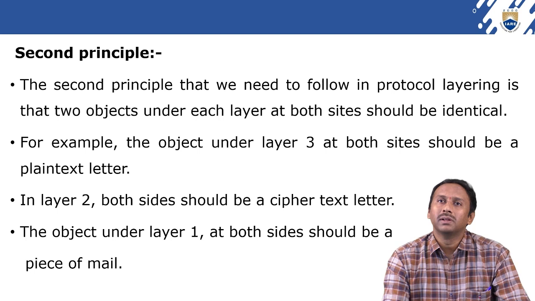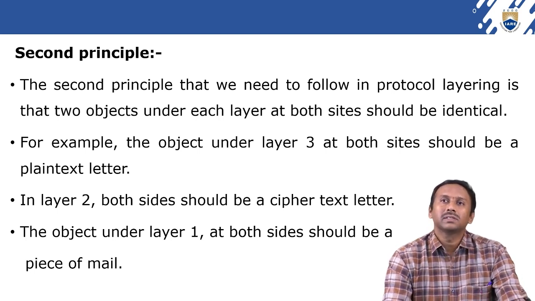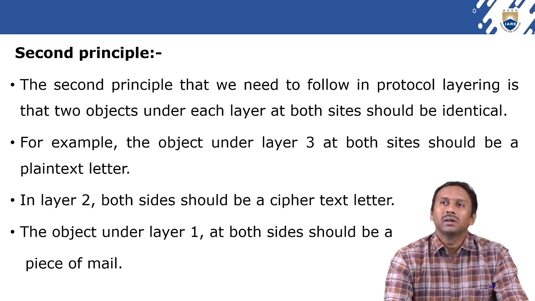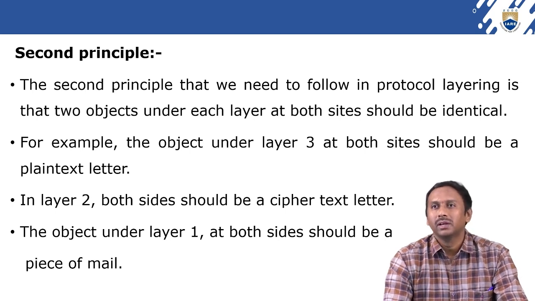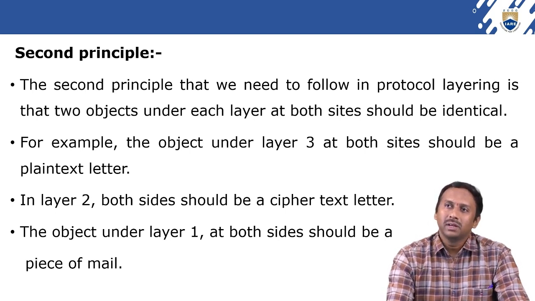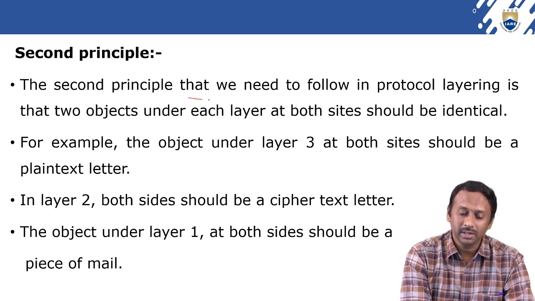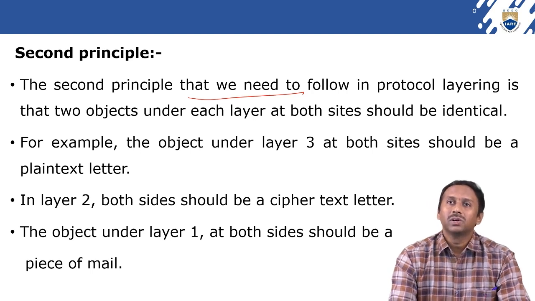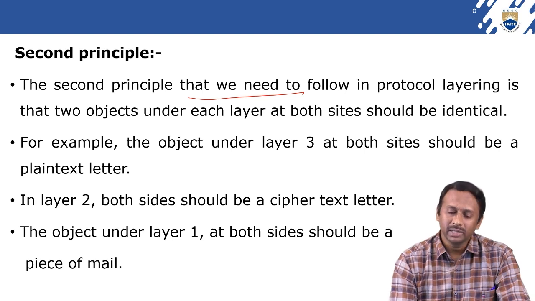Now the first principle is over, now see the second principle. The second principle that we need to follow in protocol layering is that the two objects under each layer at both sides should be identical, right? It is an important place in the second principle that we need to follow.